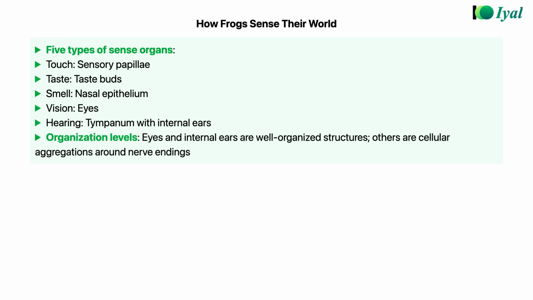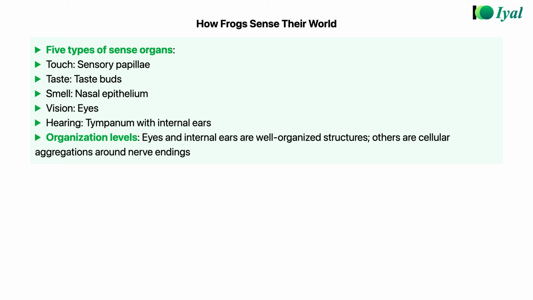Frogs have 5 different types of sense organs to interact with their environment. For touch, they have sensory papillae. Taste is handled by taste buds. The sense of smell comes from the nasal epithelium. Vision uses the eyes, and hearing uses the tympanum along with internal ears.